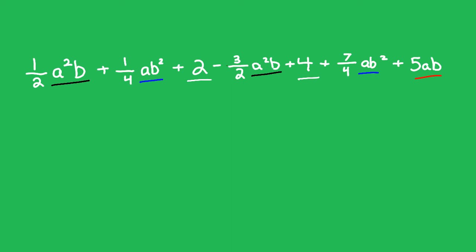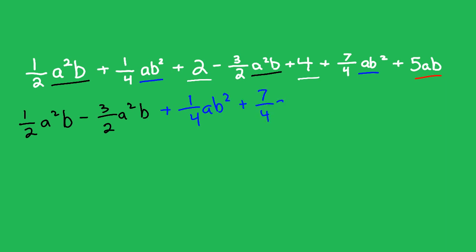But what will help us here is if we rewrite this expression to put the like terms next to each other, then that will make it easier for us to combine them in the next step. So I'll rewrite this here. 1/2 a squared b minus 3/2 a squared b. Add that to 1/4 ab squared plus 7/4 ab squared plus the 5ab, and then add that to the coefficients, which we can just take care of now. 2 plus 4 is 6.